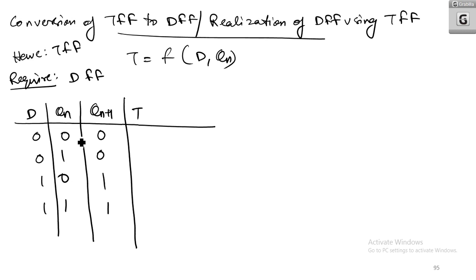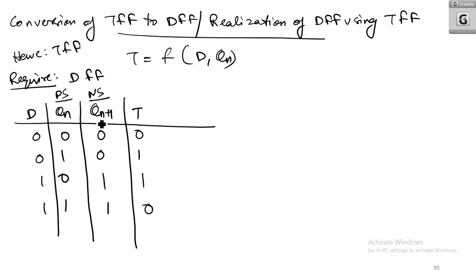Now how do you check for toggle? Toggle is: if present state is equal to next state, the value of toggle is 0. Otherwise the value of toggle is 1. So 0 to 0, it is 0. 1 to 0, it is 1. 0 to 1, it is 1. 1 to 1, it is 0.